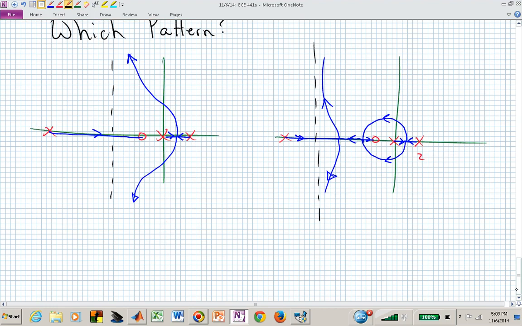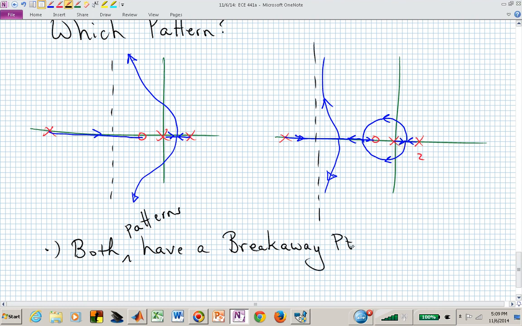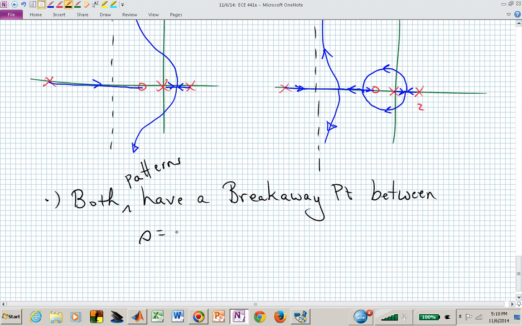What we need to determine is which pattern do we have. If you look at that, both of these patterns behave the same between the origin and +2. Both, and here I mean both patterns, have a breakaway point between s equals 0 and s equals +2.